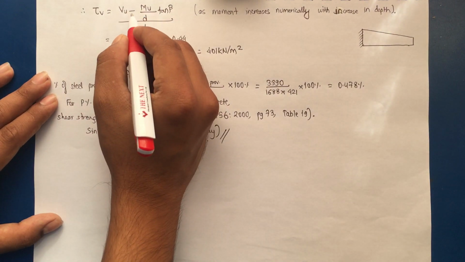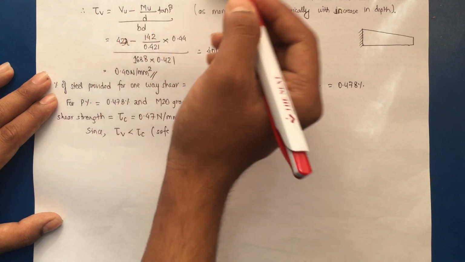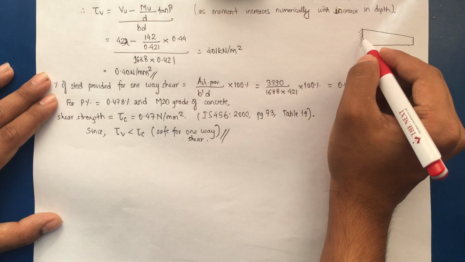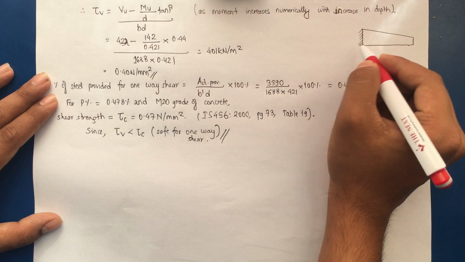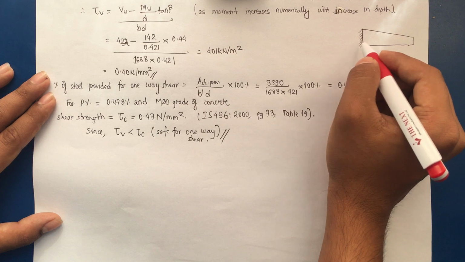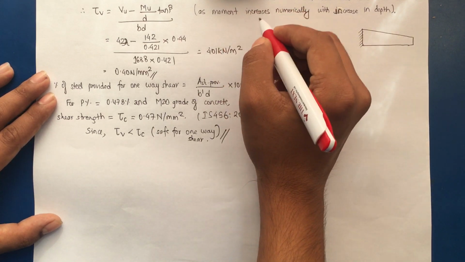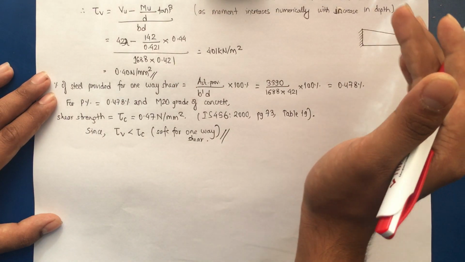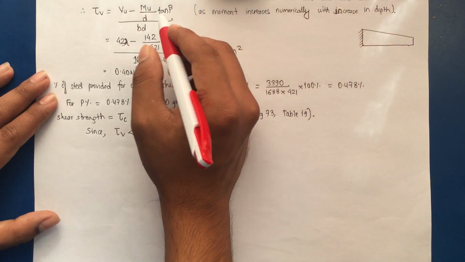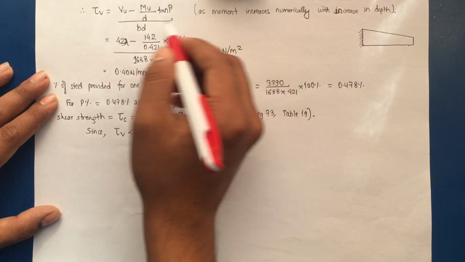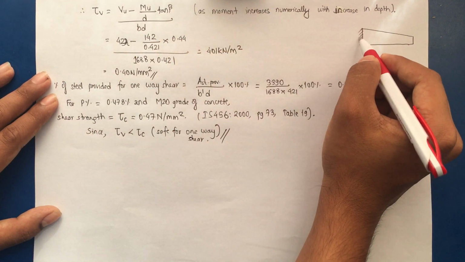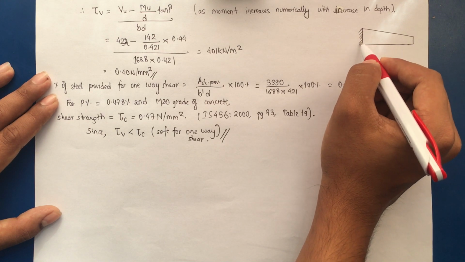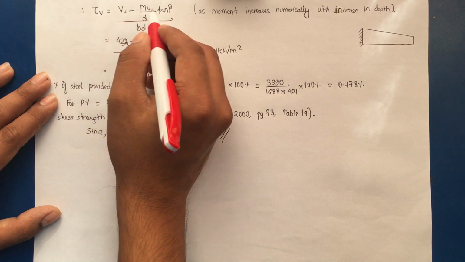Tau V is equal to VU minus, as we have plus minus sign, for our case as the code says, if the moment increases numerically towards the fixed end, or we can say if the moment and depth increase in the same direction numerically, then we have to provide a negative value. So in this case the moment increases towards the direction where depth increases, so we'll take the negative sign.